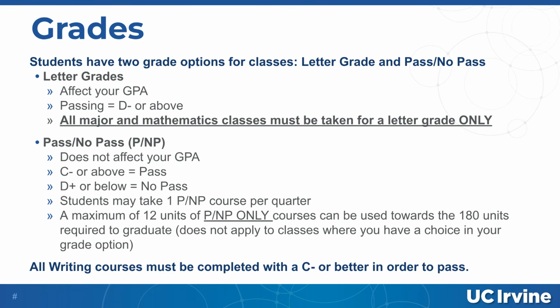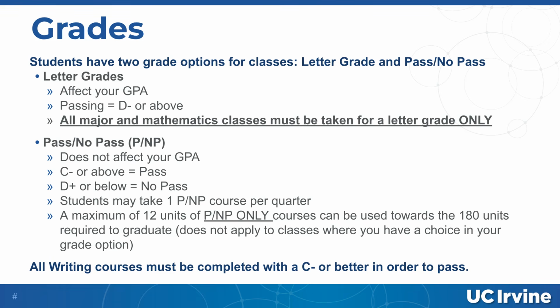Additionally, all major required courses, and the math courses fulfilling your social sciences math requirement, must be taken for a letter grade. You do not have the option to take these courses for pass/no pass. If they are not completed for a letter grade, they will not count toward your major requirements. If you are ever unsure whether a particular course may be taken for pass/no pass, please consult your advisor.